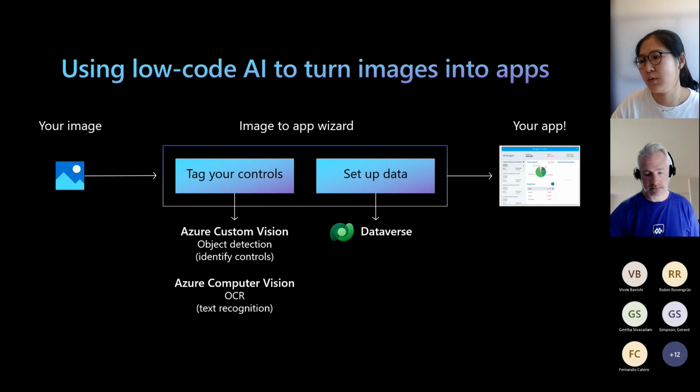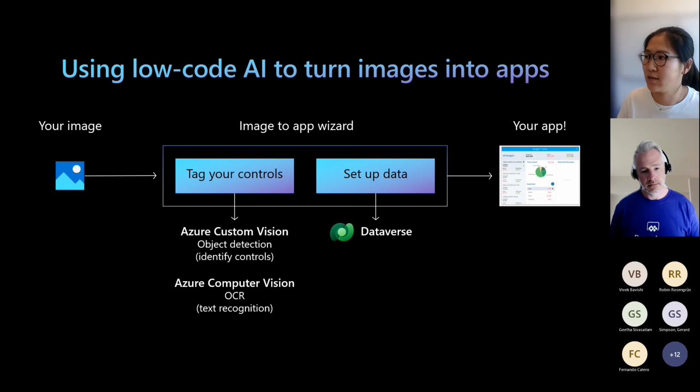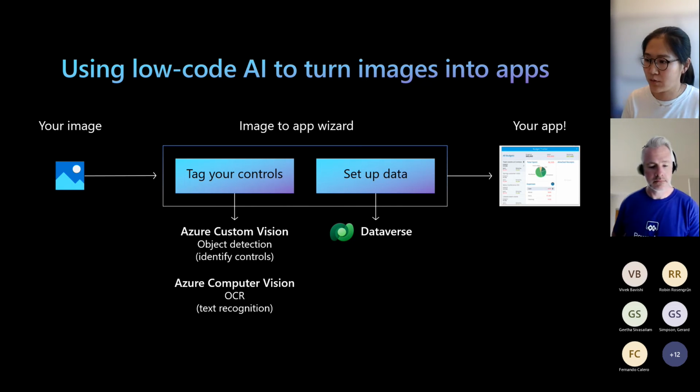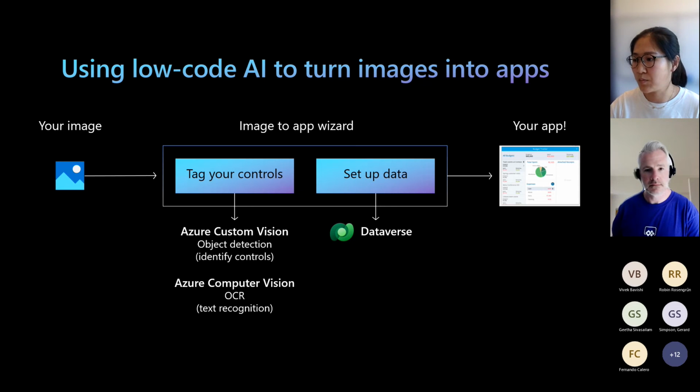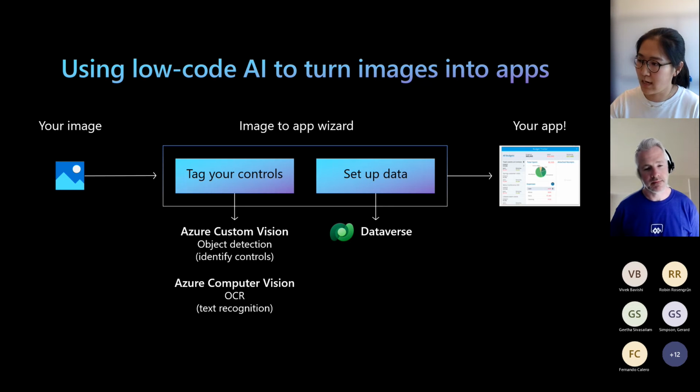So this is a very simple flow. You have your image, and we will use some AI models here, specifically object detection to identify the controls, like a rectangle might be a button or it might be a text input. And we will use OCR, the text recognition model, to extract the text from your image. Then there is an optional step for you to set up data, and currently it's in Dataverse only. You can feel free to skip if you don't want to do data right now, and then you will get your app. Let's jump into a quick demo to see how this works.